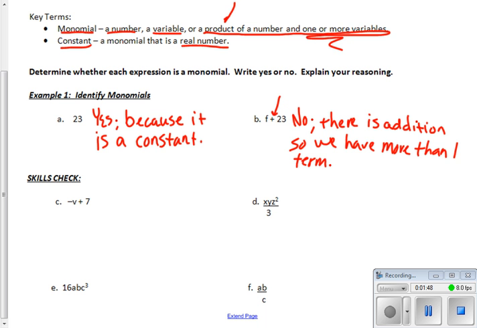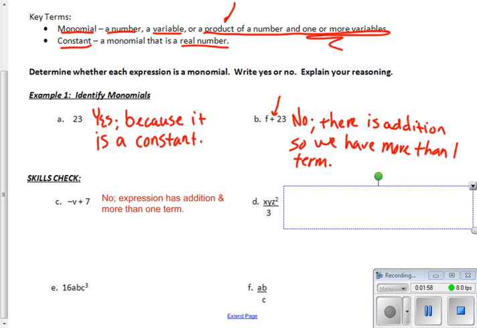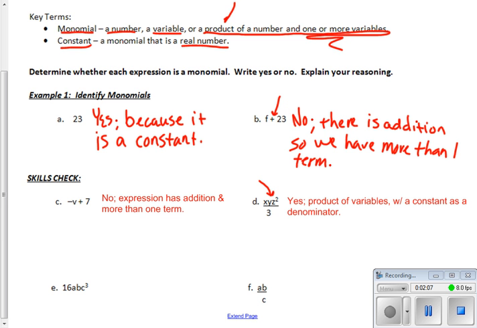Now that we're back here, in C, you should have stated that it is not a monomial, because again, you have addition, there's more than one term there. D actually, right here, it is a product of variables, and you're dividing by a constant. When you're dividing by a constant, it can be a monomial. E should be pretty self-explanatory. Again, it is a product of numbers and variables, so yes, it is a monomial.